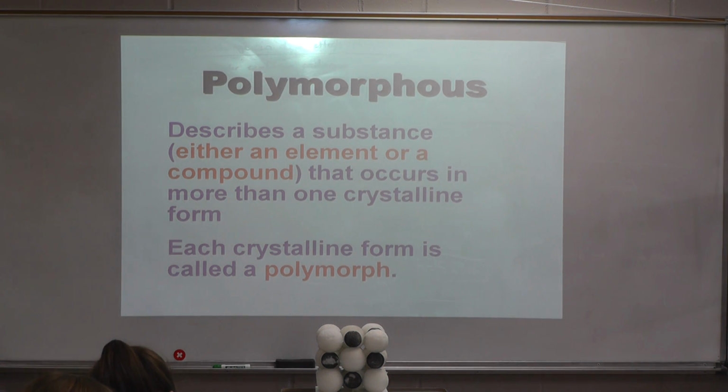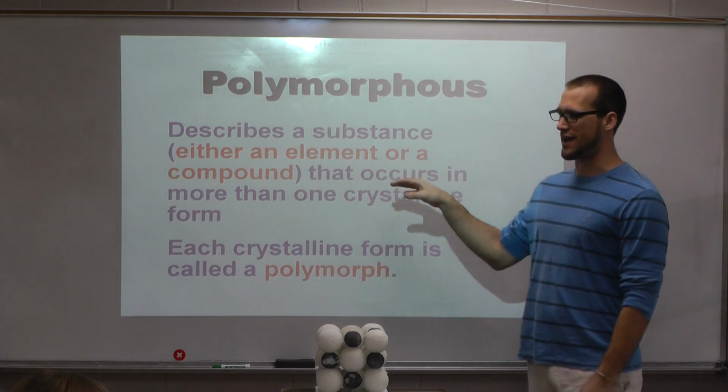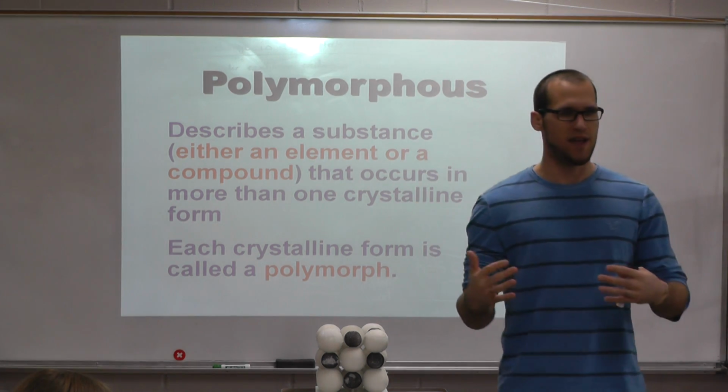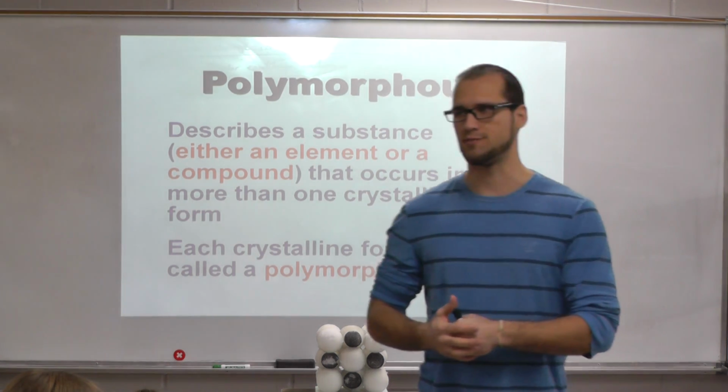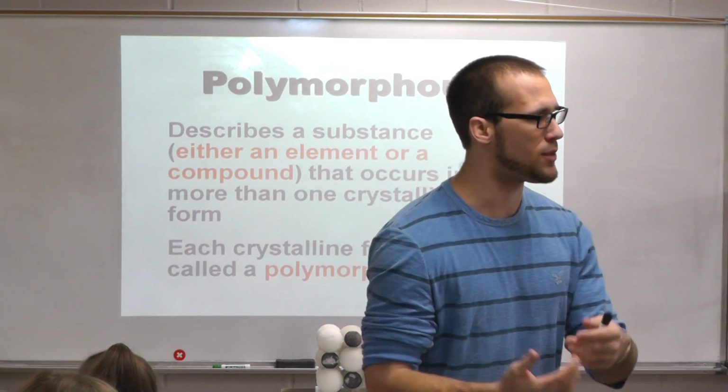What was that? Metamorphosis. Okay, so what this symbol is talking about is if I have either an element or a compound that, when it's in its solid form, can have multiple forms, we would say it's polymorphous, or each of those forms is called a polymorph.